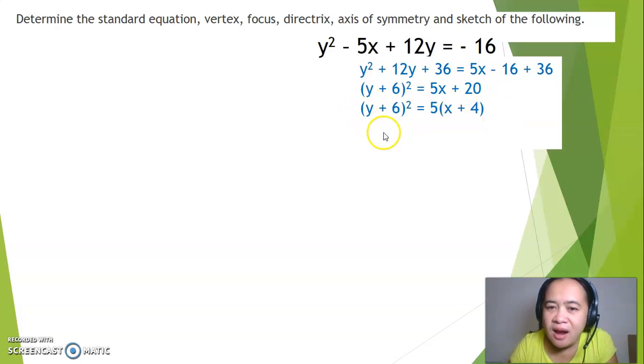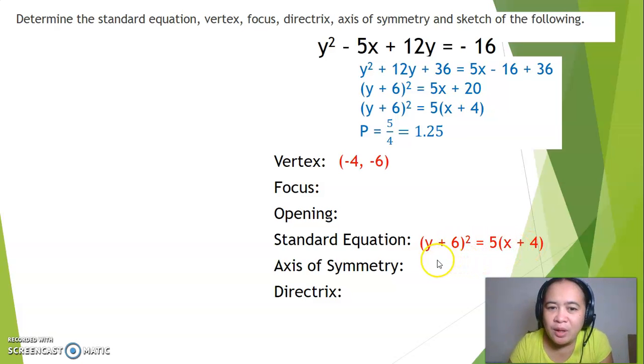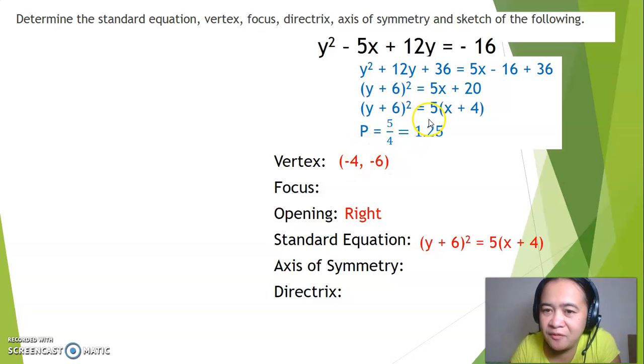So with this, our p here would be 5 over 4, or that's approximately 1.25. So the standard equation is (y plus 6) squared is equal to 5(x plus 4). We can also identify the vertex as (-4, -6). So the opening is at the right because y is squared and the value for our 4p is positive.